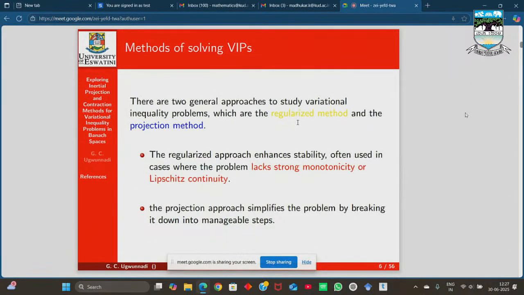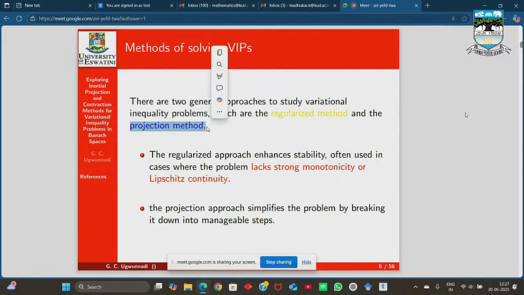Now, our major goal is how to solve this problem, the method of solving the variational inequality problem. So we have two basic methods, what we call the regularized method and the projection method.